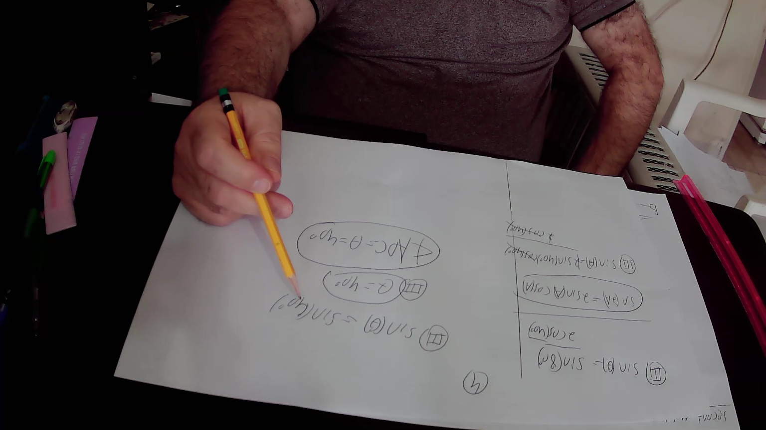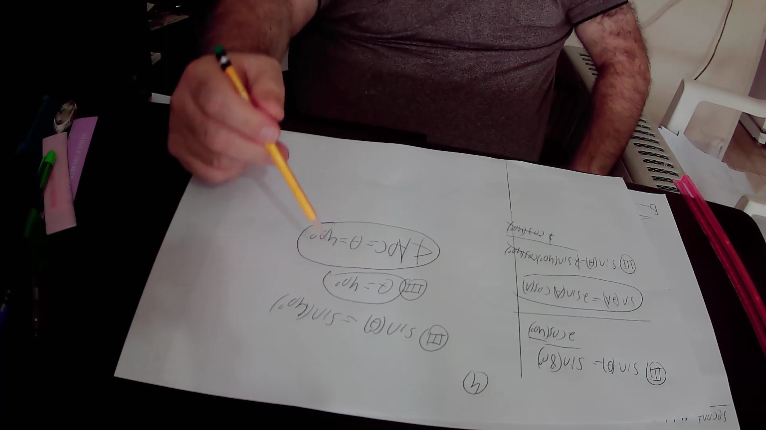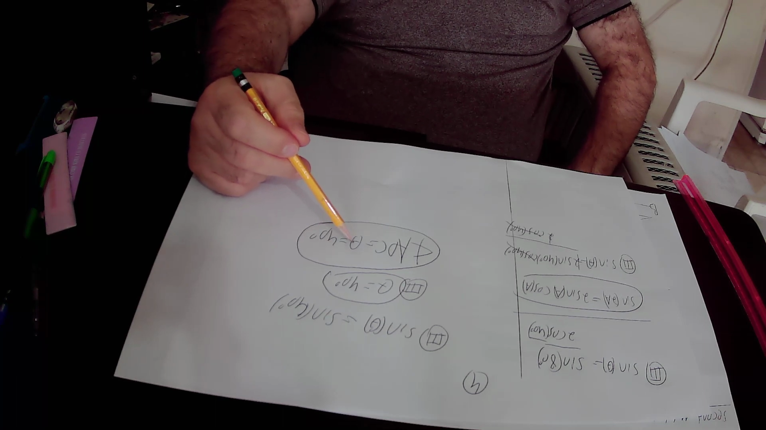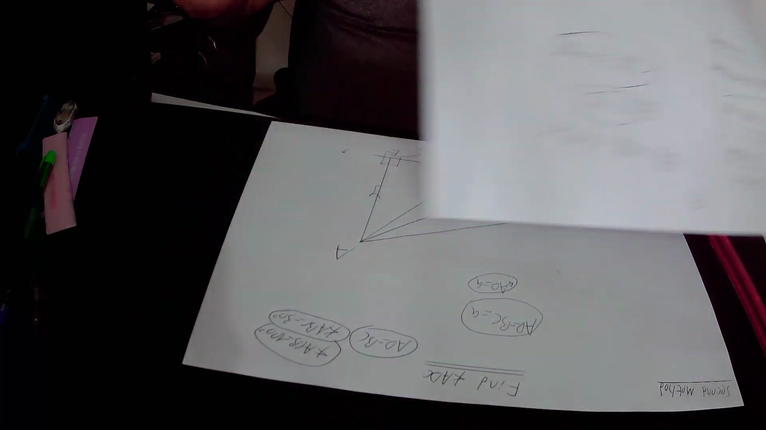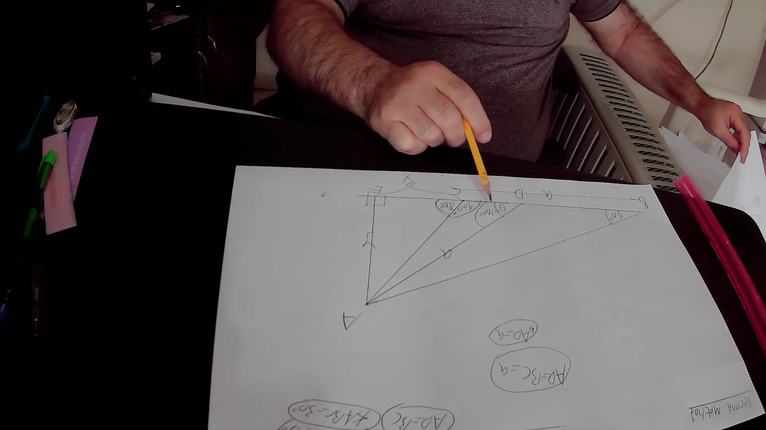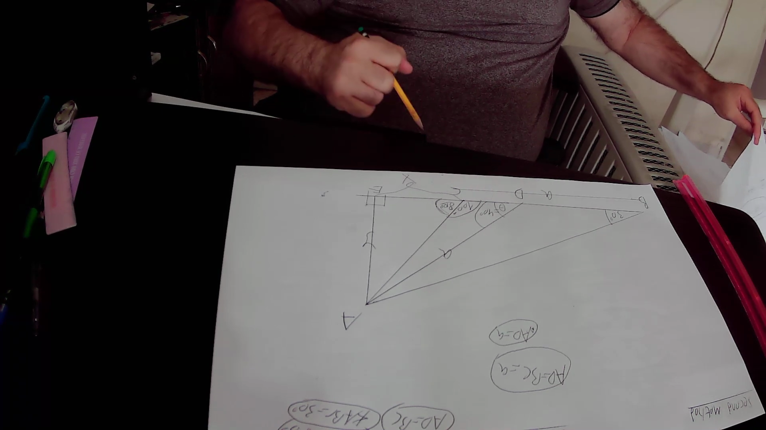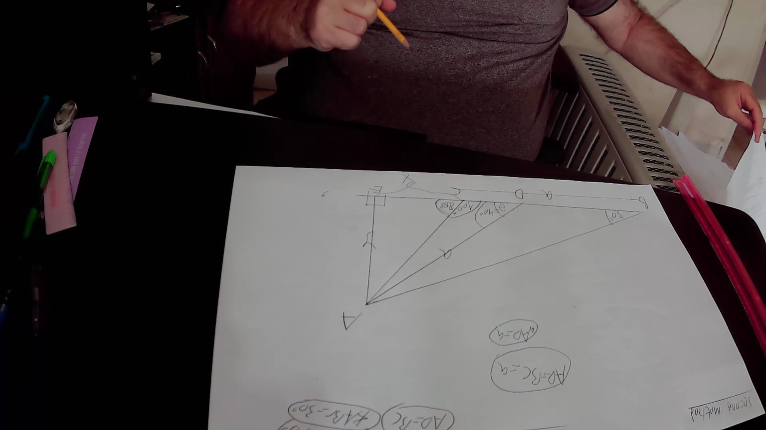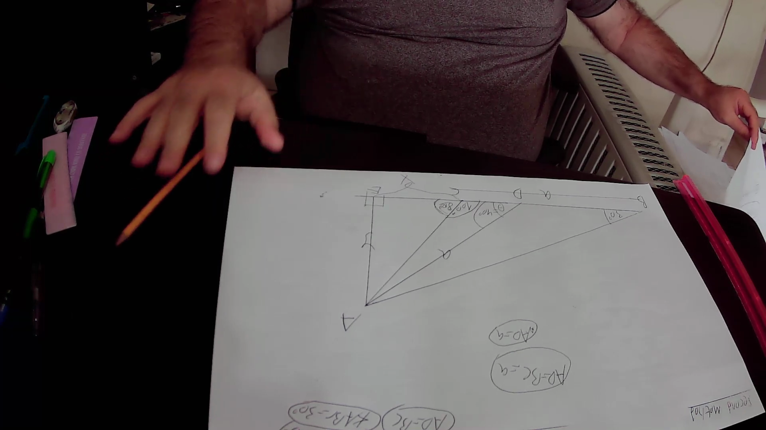If sine theta equals sine 40 degrees, it means that theta equals 40 degrees. So we found out that angle ADC, which equals theta, is equal to 40 degrees. So in both methods, we found out that angle theta, or angle ADC, equals 40 degrees. Okay, thank you very much.